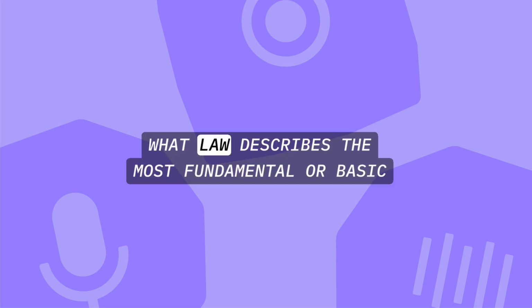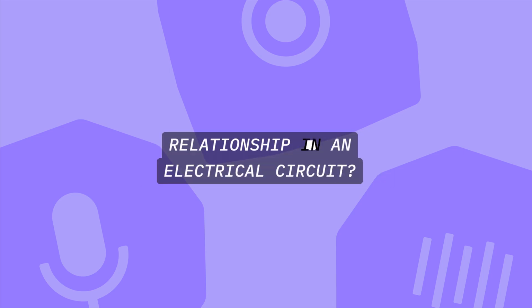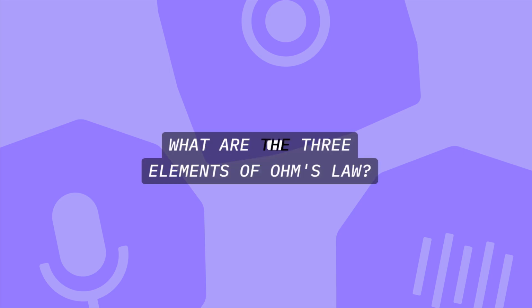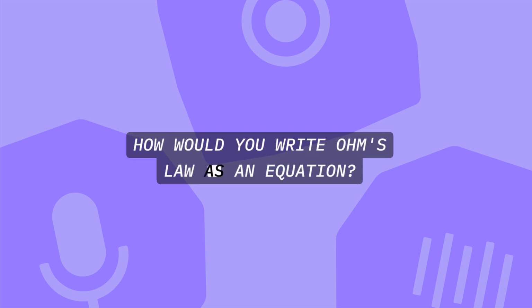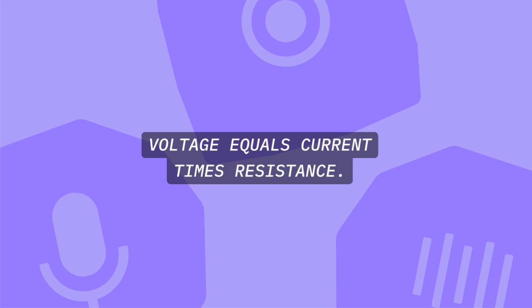1,000 watts. What law describes the most fundamental or basic relationship in an electrical circuit? Ohm's law. What are the three elements of Ohm's law? Voltage, current, and resistance. How would you write Ohm's law as an equation? Voltage equals current times resistance.